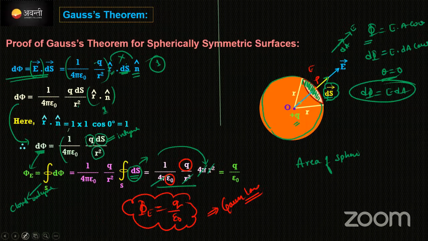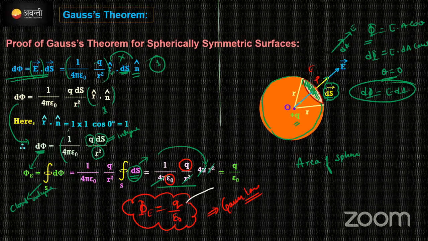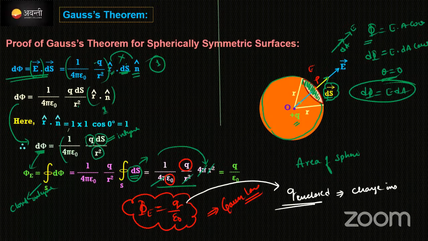And one more point I'm going to mention here, guys. Very easy trick I'm going to mention here. This q hai na, this q value we have to take enclosed one. Q enclosed means charge inside the surface. If charge is inside the surface, then only we will get electric flux, or else we won't get any electric flux. Electric flux value will be 0 हो सकता है इधर.